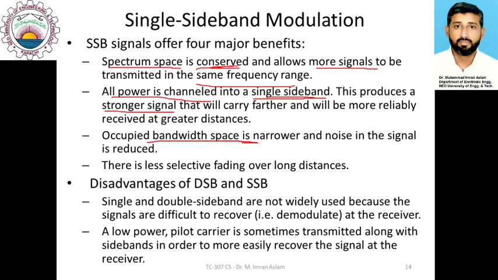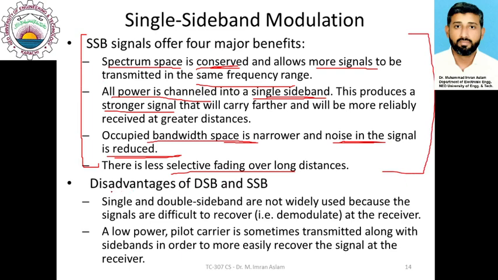Since the occupied bandwidth is narrow as compared to AM, the effect of noise on the signal is also reduced, because noise power is also dependent on the bandwidth. So reducing bandwidth also reduces the overall effect of noise. The fading or randomness effects which occur in the wireless environment are also relatively reduced because we are working at a relatively smaller bandwidth. So the use of single sideband provides these benefits.